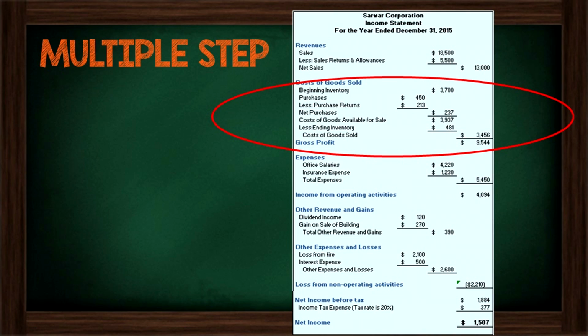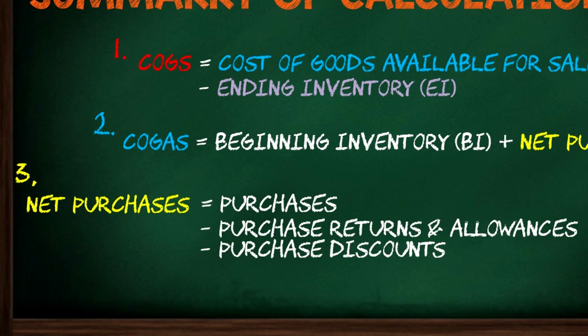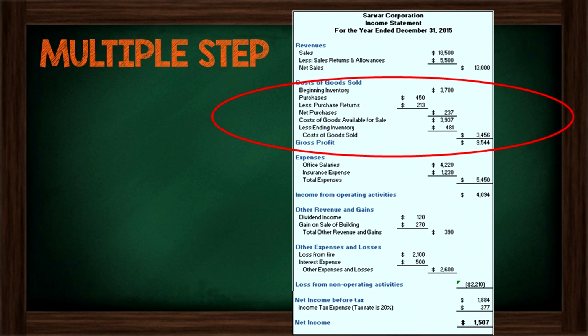So let's take a look at this. In order to calculate cost of goods sold, it first starts off by listing our beginning inventory of $3,700, and then we proceed to calculate our net purchases, which, recall, is purchases minus purchase returns and allowances minus purchase discounts. In this case, there seems to be no discounts. However, we have purchases and purchase returns. Therefore, our net purchases is just $450 subtracted by $213, giving us net purchases of $237.